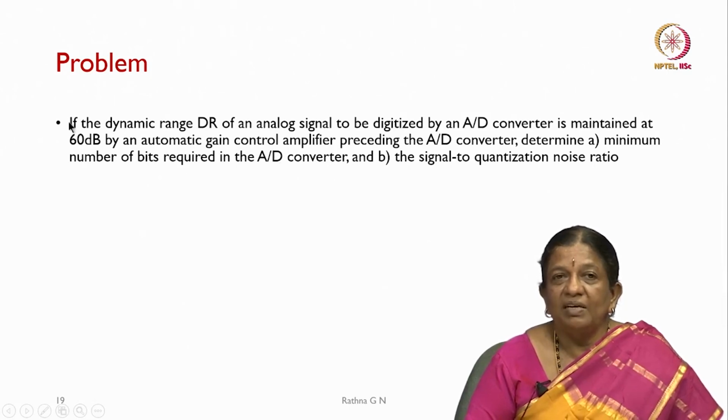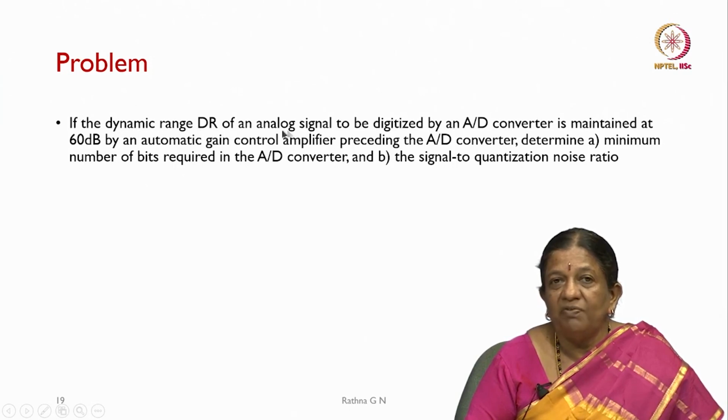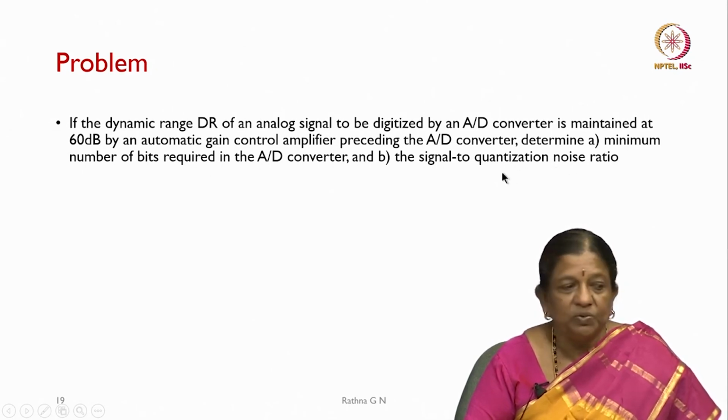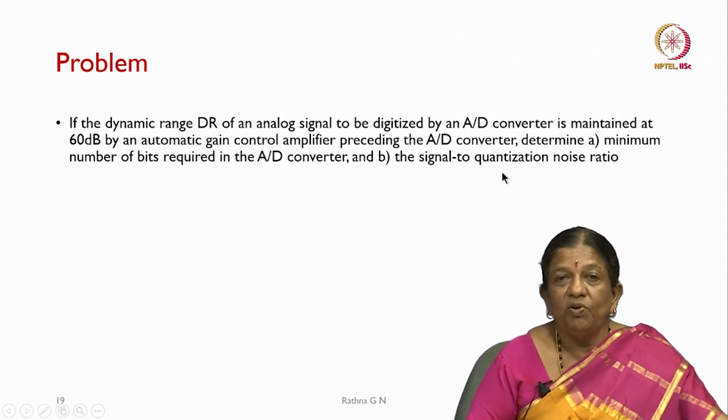Suppose the dynamic range DR of an analog signal to be digitized by our A to D converter is maintained at 60 dB by an automatic gain control amplifier preceding the A to D converter. What do we have to determine? One is the minimum number of bits required in the A to D converter, and the other is the signal to quantization noise ratio.